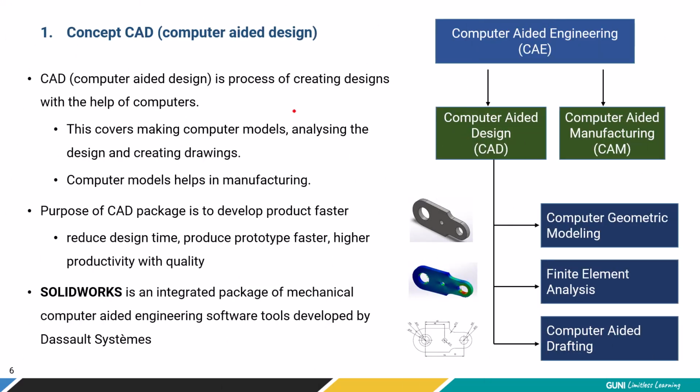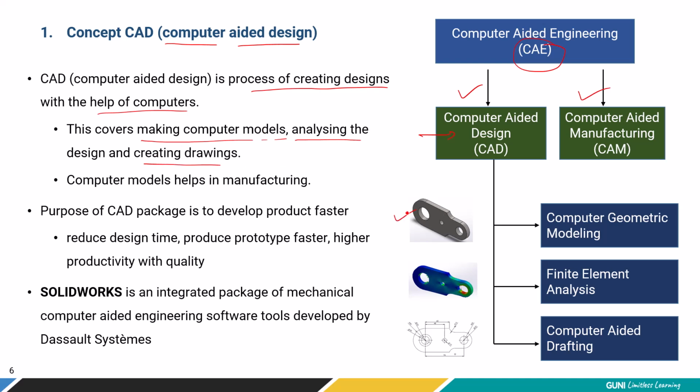Now the concept of CAD. Now CAD is generally known as computer aided design. Now here we are going to use computers to design the part in industries. So basically it's a part of CAE, computer aided engineering. So in engineering, we design the parts and we manufacture them. So these two parts, CAD and CAM, are well handled by SolidWorks. So the first part, CAD, computer aided design, is the process of creating design with the help of computers. Now this covers making computer models, analyzing the design and creating the drawing.